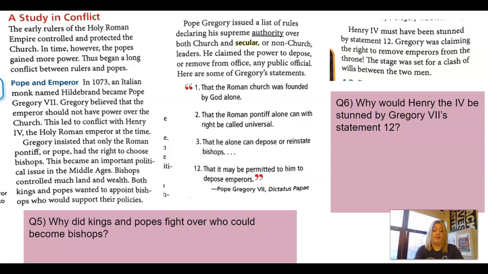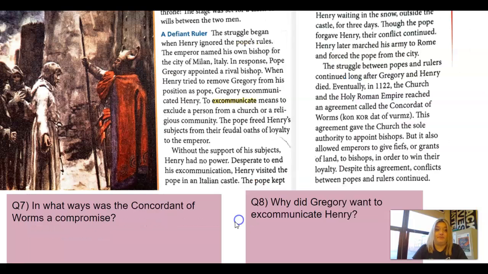So there's the argument that the pope should just be in charge of religious issues, but the pope is also saying he should be in charge of religious and government issues or kingdom issues, while the emperor is disagreeing with that. So we're going to start looking at that power struggle that's going to follow us within at least the next month.